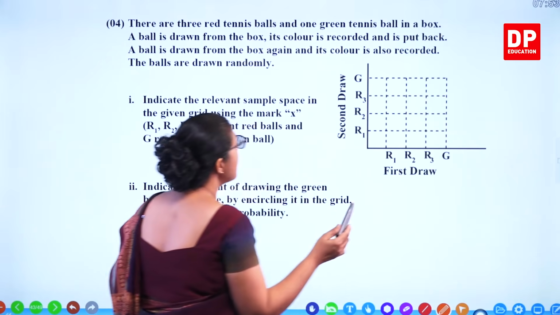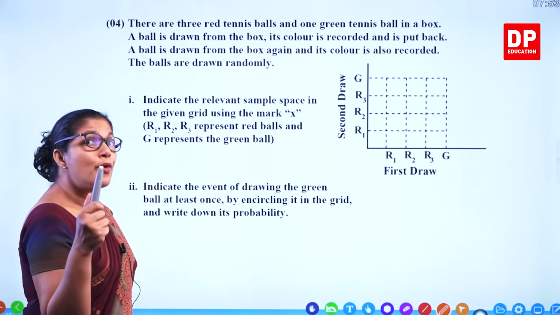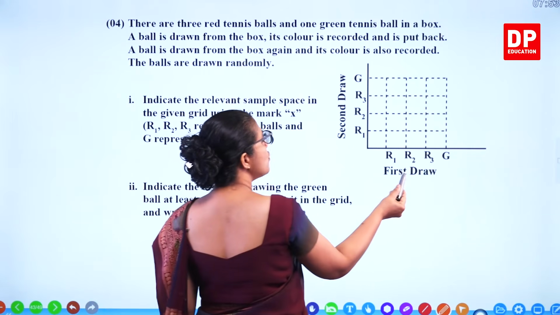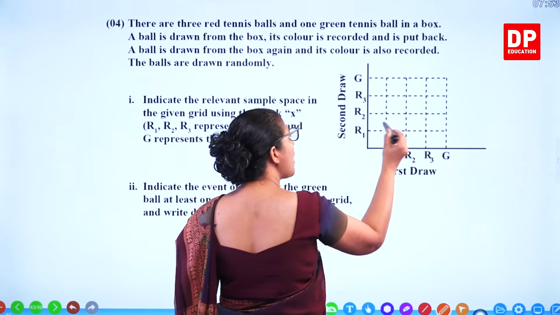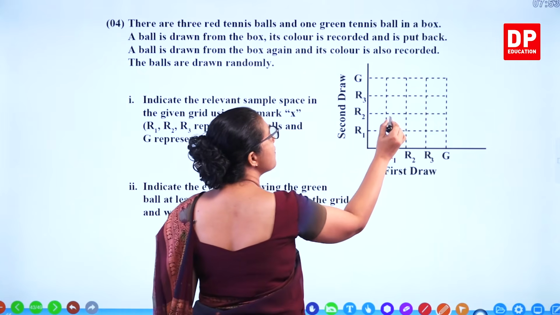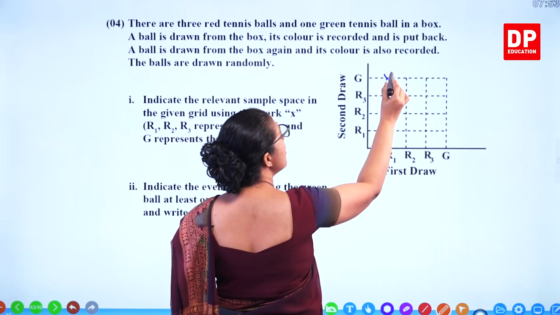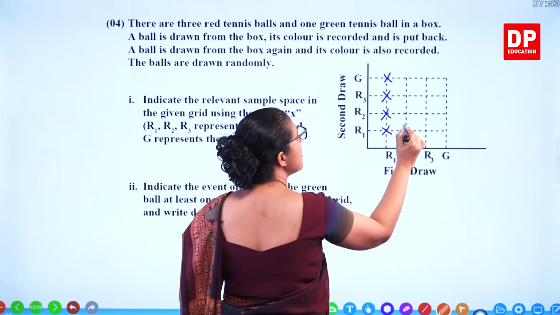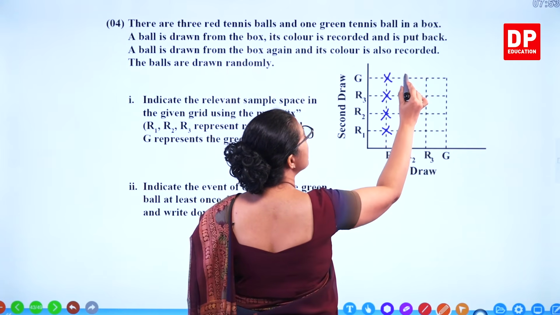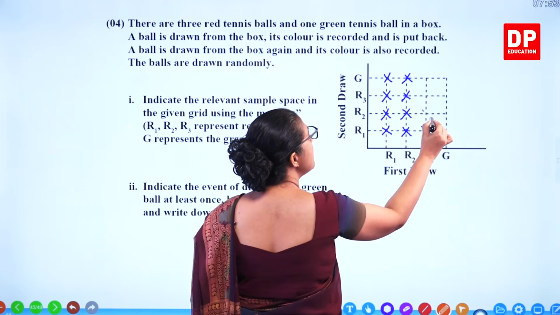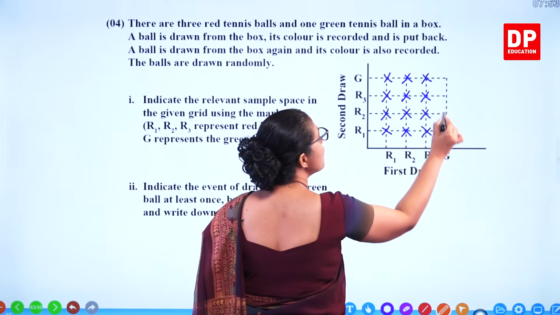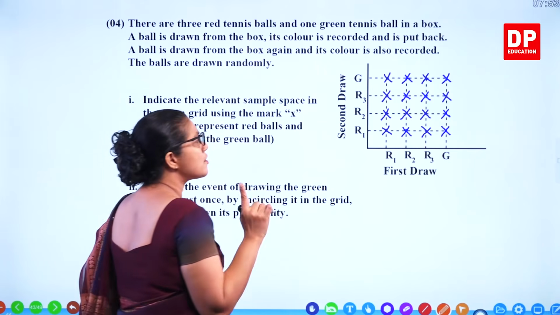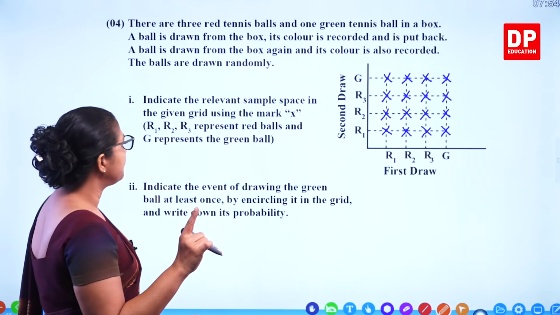Now it says after you take it, you put it back. So replacing. So that means if you take R1 first, you can get R1 again or R2, R3 or G. If you take R2 first, you can get R1, R2, R3 and G. So all possibilities are there. So you have to put all X's. Those are the possible outcomes.